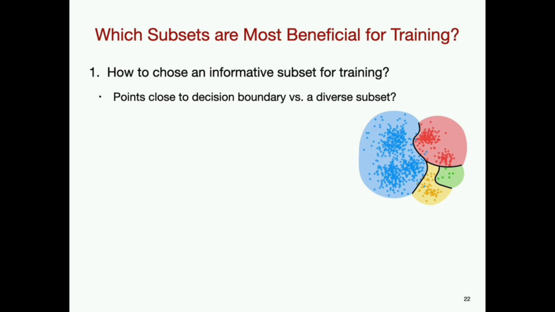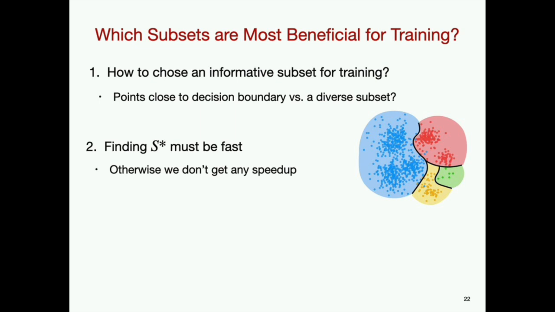One way is that maybe we should choose the data points around the boundary, such that the model can get the boundaries correctly. Another way is that, or maybe we should select a diverse subset such that we get an idea of how our data is distributed. Not super clear which one is best.